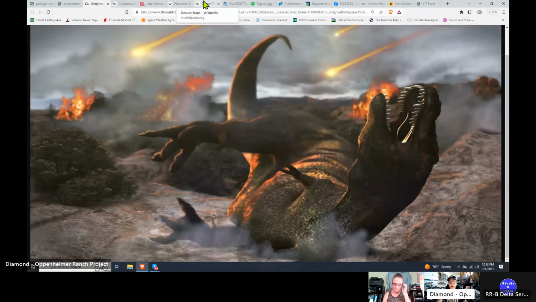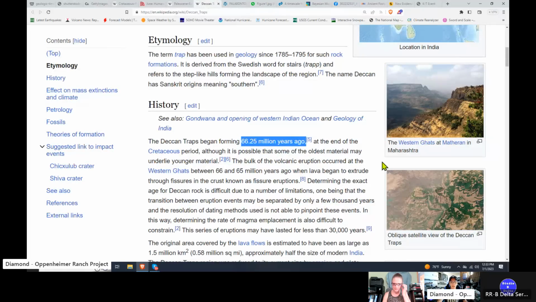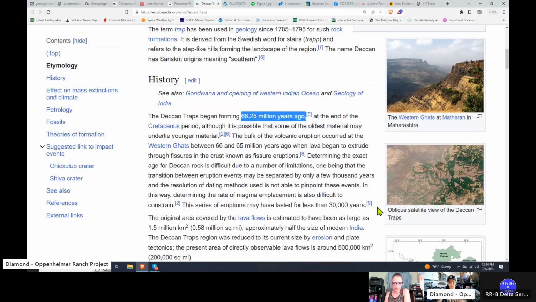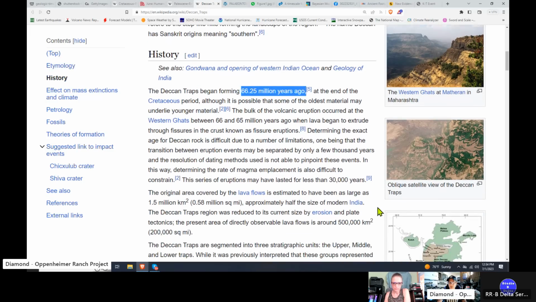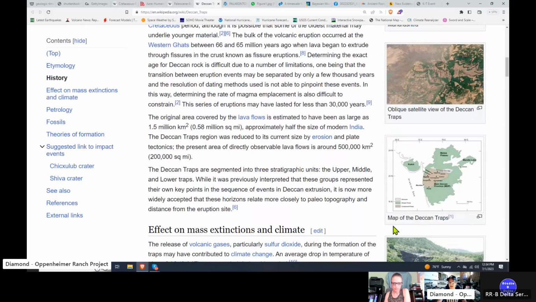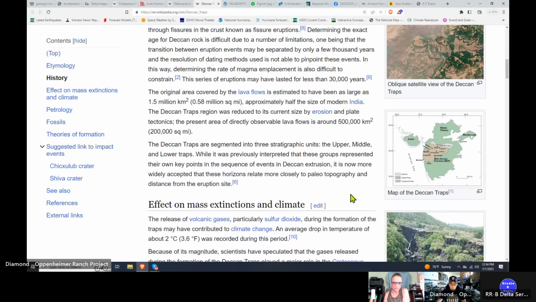I can. All right, let's get a real quick recap on the Deccan Traps. They began shortly before the Cretaceous-Tertiary boundary, which really ended the dinosaurs, that impact. But these were erupting for maybe 30,000 years on Earth. The original area covered by the lava flows is estimated to have been as large as 1.5 million square miles. That's half the size of modern India. That's crazy. Yeah. The Deccan Traps region was reduced to its current size by erosion and plate tectonics, and the present area of directly observable lava is around 500,000 square kilometers.